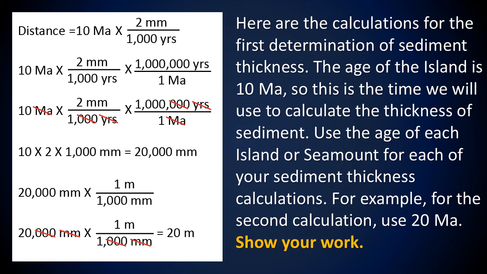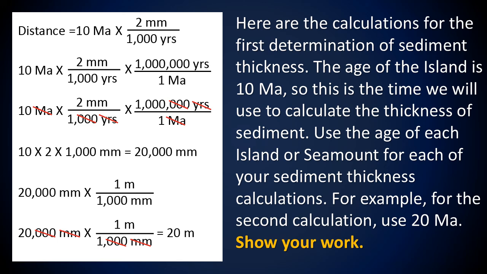Distance is 10 MA, which is the time, times the rate, which is 2 millimeters per 1,000 years. Then we multiply this by 1 million years per 1 MA, and then we cancel MA, and we cancel years, and then we can cancel 3 zeros on the numerator and the denominator, and then multiply this out. 10 times 2 times 1,000 equals 20,000 millimeters.